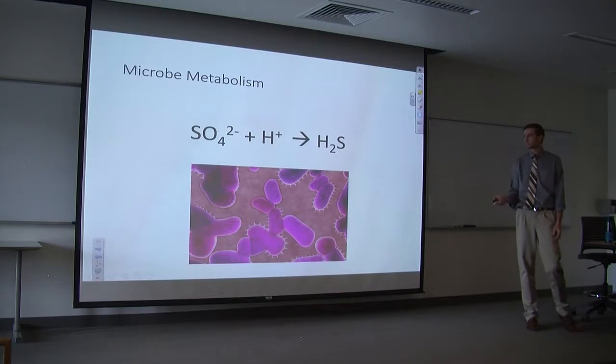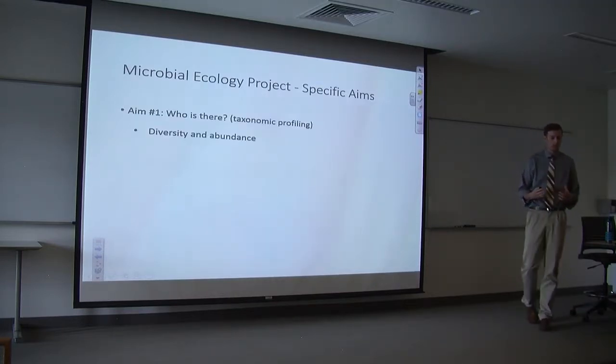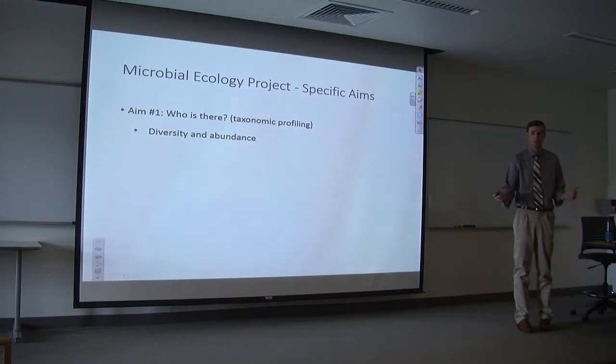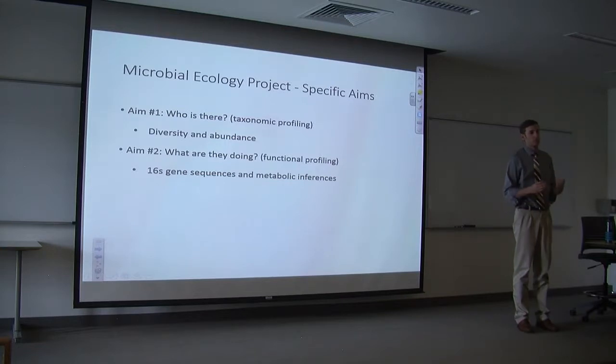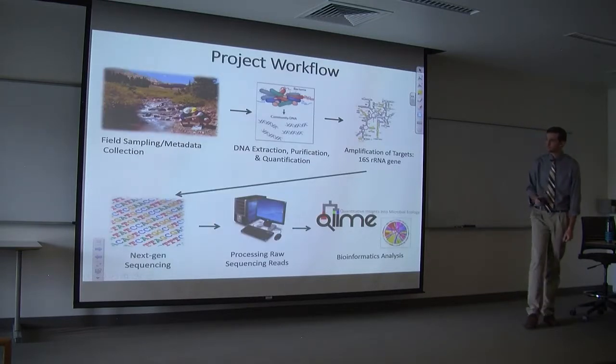The specific aims of this project: our first aim was really to do a taxonomic profiling, to figure out who is there at a taxonomic level. And then to do a functional profiling and try to figure out not only who is there, but what they're doing metabolically. What metabolic contributions do they make to their specific community?